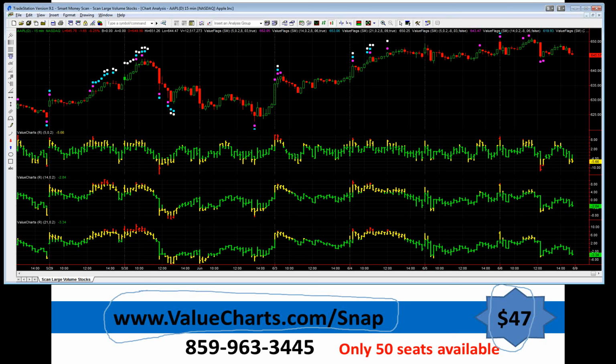Has anybody tested the value charts tools in a live trading environment? Yes, we have. We have done it with a hedge fund. In fact, it was a really interesting test. Now, this is one test, mind you. And I'm going to say this right away, there's no tool on the planet that's going to guarantee that you're going to be profitable in every trade.